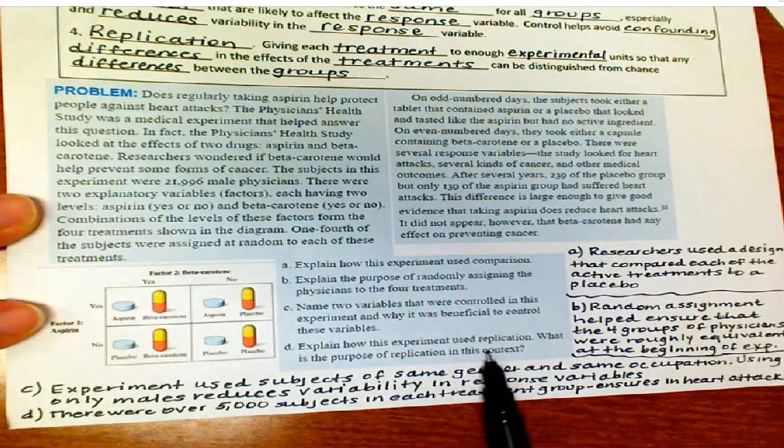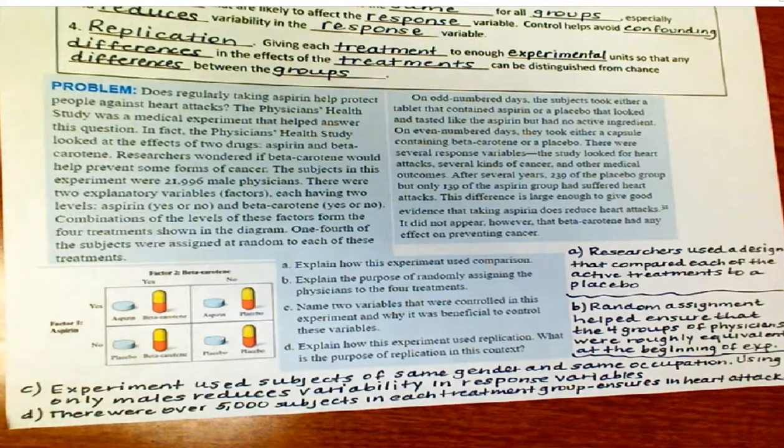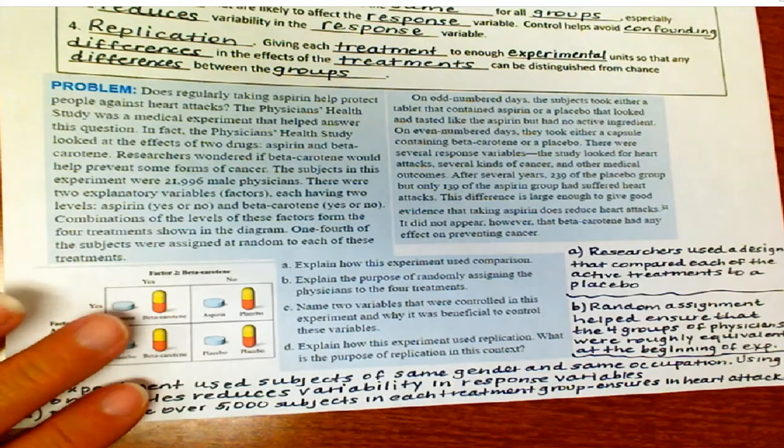Explain how this experiment used replication. What's the purpose of replication in this context? There were over 5,000 subjects in each treatment group. So that ensures that, we kind of ran out of room here. So there were over 5,000 subjects in each treatment group. It ensures that heart attacks were due to aspirin, not chance variation.